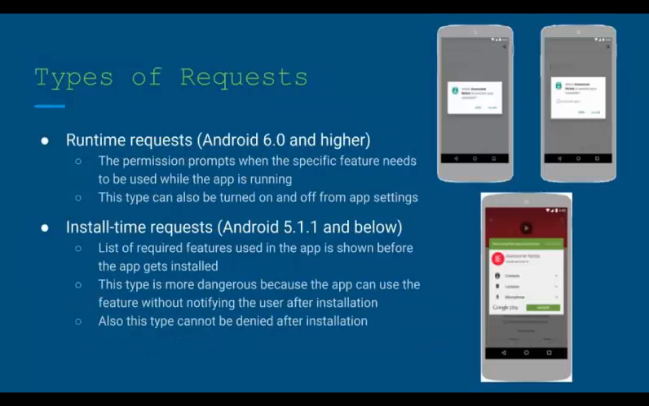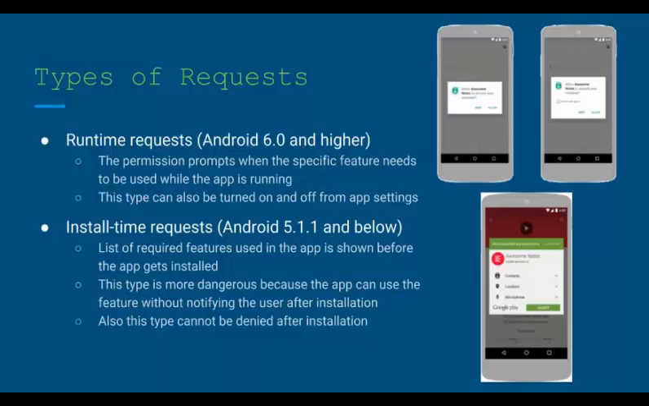Okay, types of requests. Runtime requests. These were developed in the new Android systems. These permissions come during runtime, and only when the specific feature needs to be used. Also, this type of request can be turned on or off. Like, you can deny the permission after granting it in the settings menu.